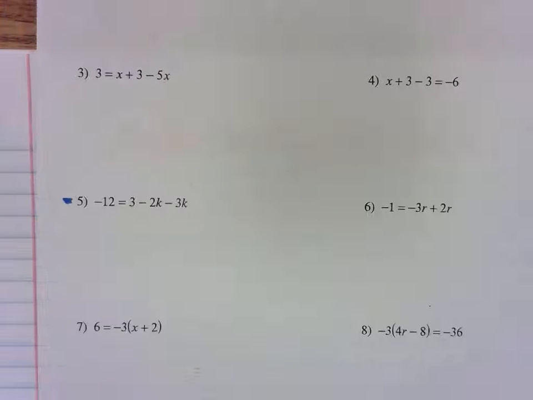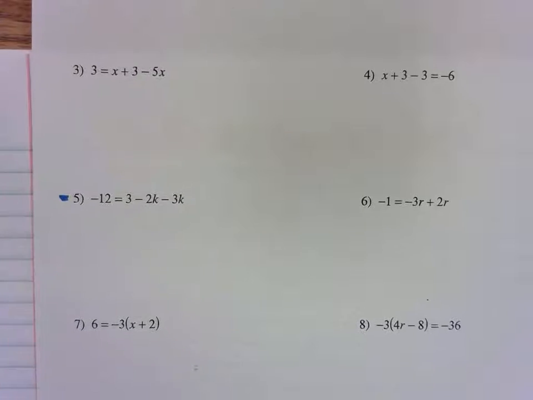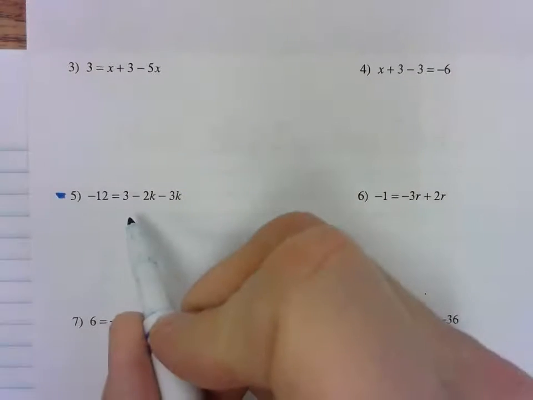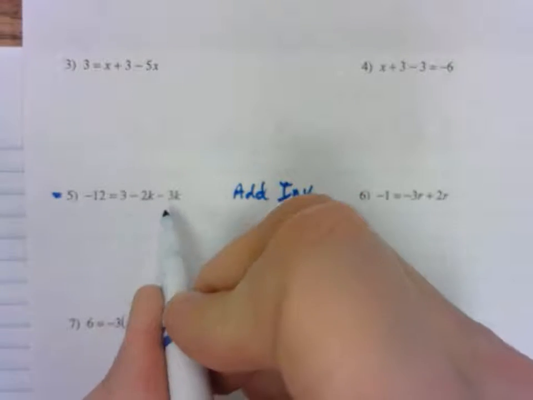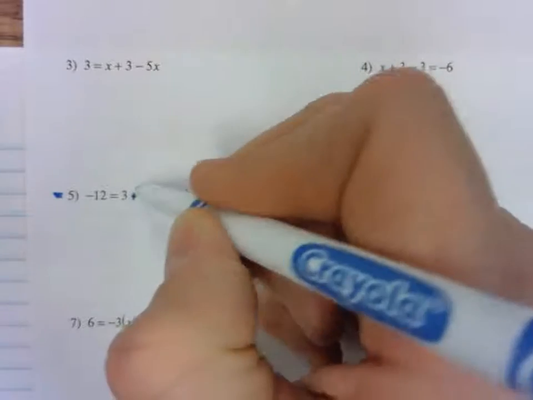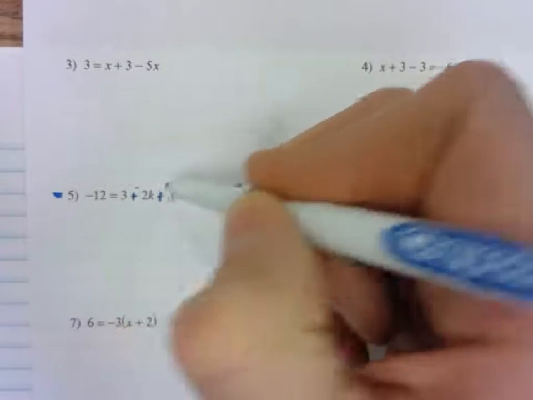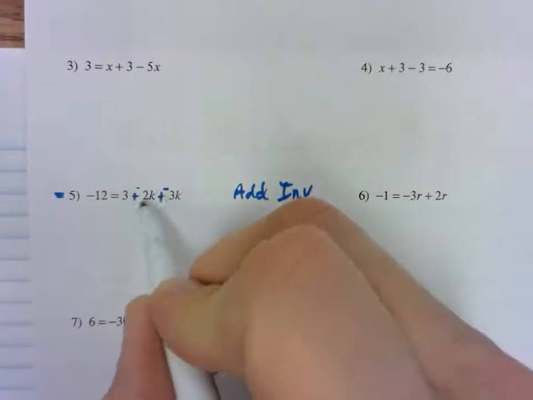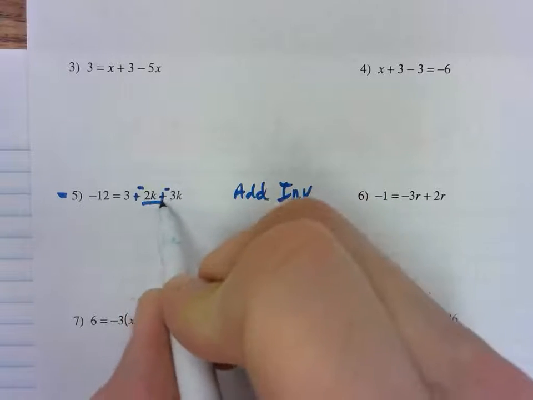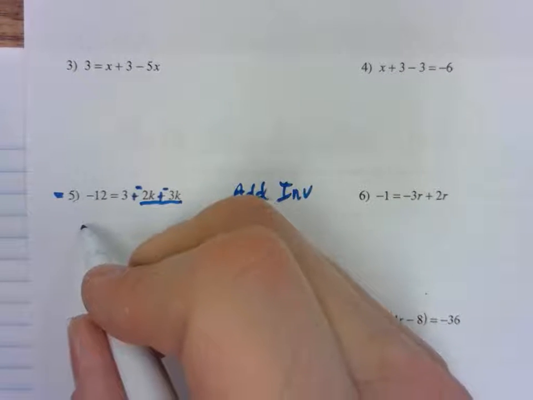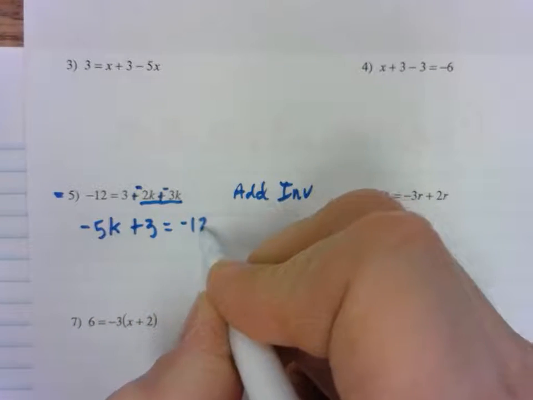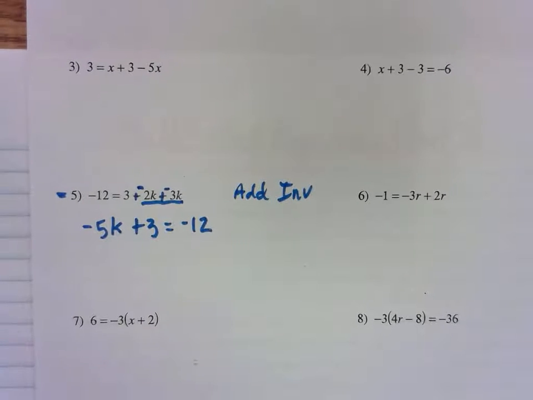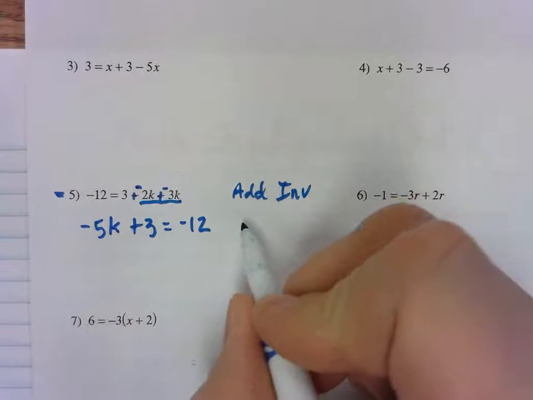Well, I see we got a glitch already. So we're going to work number 5. Again, the first thing you want to do is do a little additive inverse here. So I'm going to make that a plus negative, and make that a plus negative, okay? So I've got my like terms right here. I've got negative 2k and negative 3k, so that's going to give me negative 5k plus 3 equals negative 12.